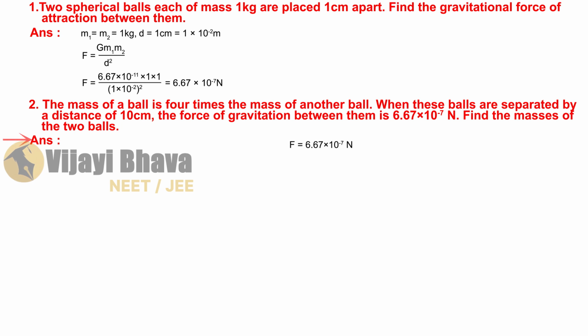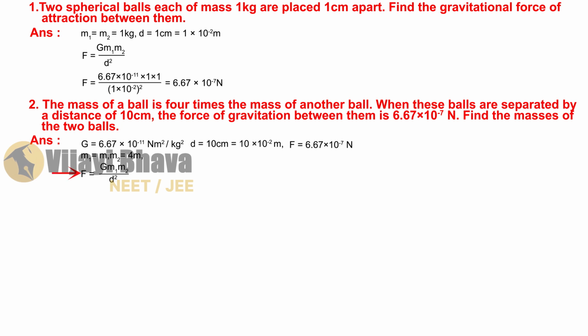And of course, we know the value of gravitational constant capital G as 6.67 into 10 power minus 11 Newton meter square per kg square. The distance between the balls d is given as 10 centimeter. Taking this into meters, we get 10 into 10 power minus 2 meter. The important concept in this numerical is that the mass of the second body is 4 times the mass of the first body. So, let us assume the mass of the first body m1 as m. So, m2 becomes 4m.